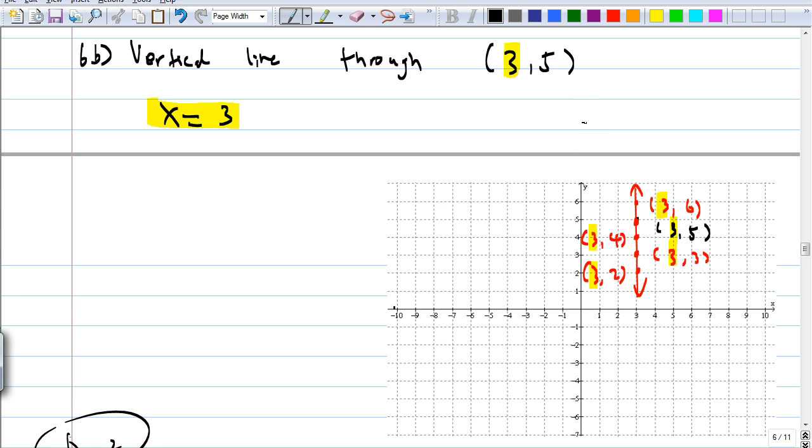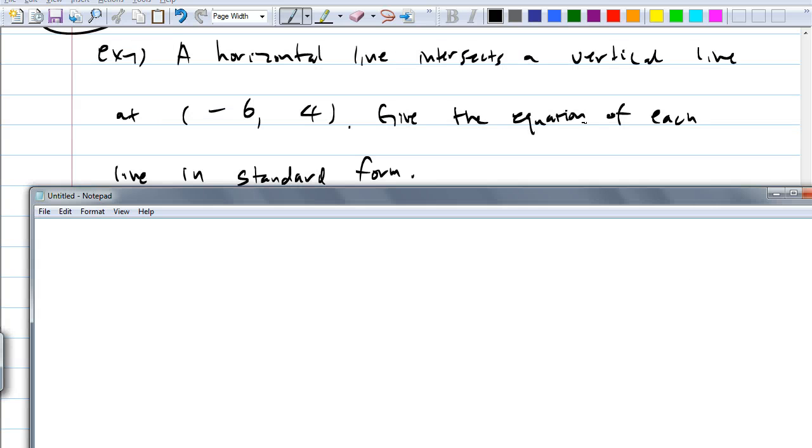So remembering this, can you do this? Let me put up some exercise for you. Let's do this example then. Example 7: a horizontal line intersects a vertical line at -6, 4. Give the equation of each line in standard form. That's the question. If you understood number 6, parts A and B, you should be able to do this problem without much trouble. So everybody go ahead and try this. Write it down, and of course you can help each other out. I think sketching this will be really helpful, so see if you can sketch this. A horizontal line intersects a vertical line at -6, 4.